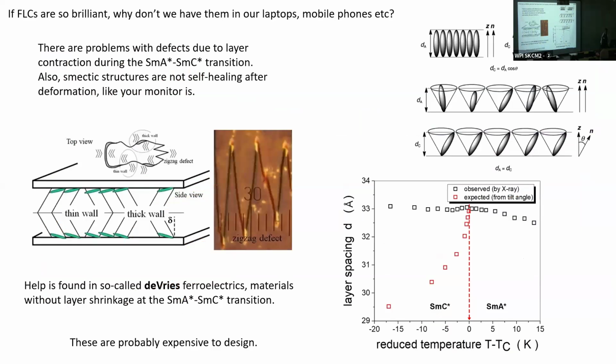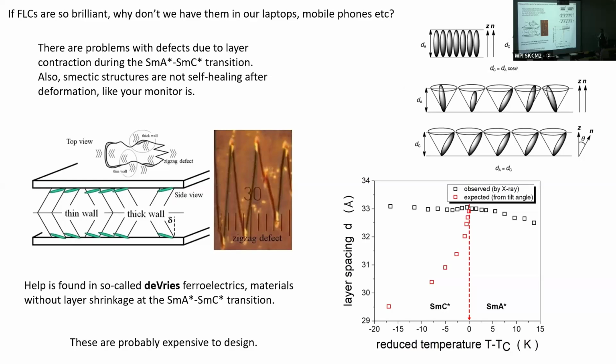Right, so why don't we have all these brilliant displays? Well, one of the reasons is they make defects, and that is something that is really, really hard to avoid. You get these zigzag defects because when you cool from the smectic A to the smectic C phase, you're changing your anchoring period of the smectic layer by cosine theta. And that gives rise to these zigzag defects.